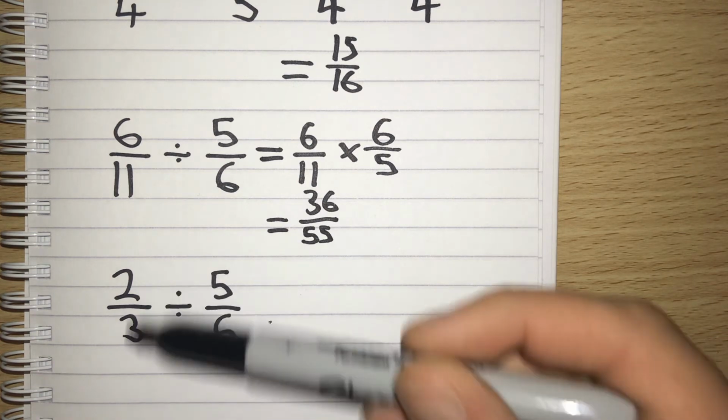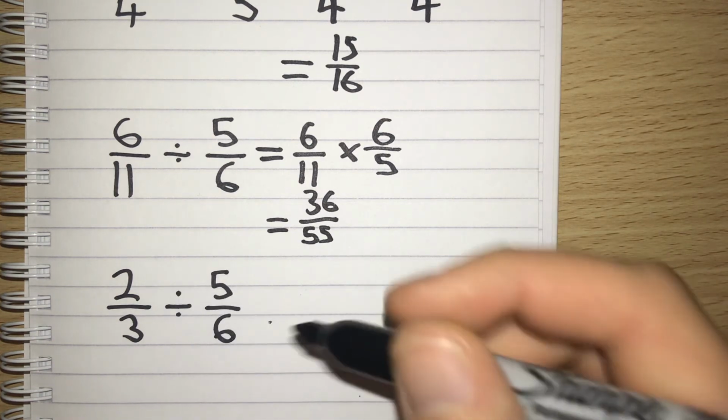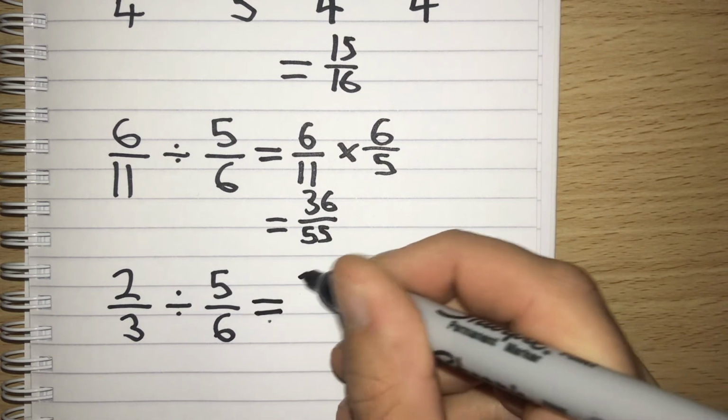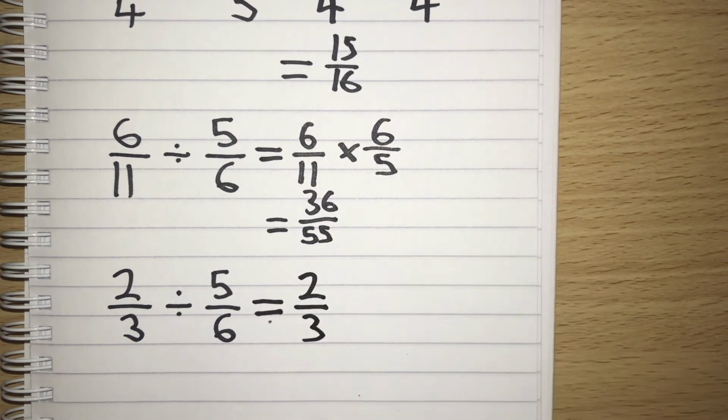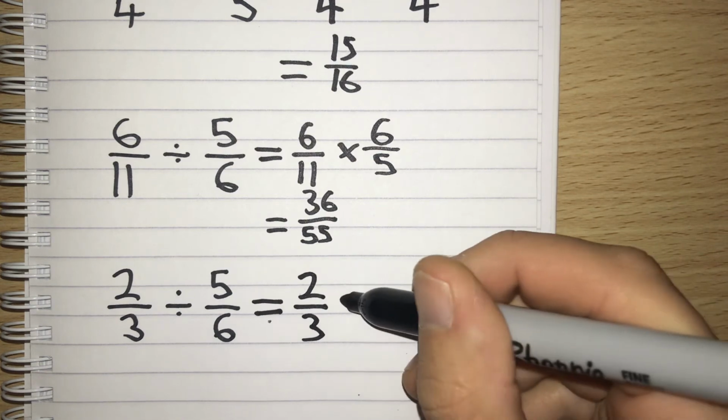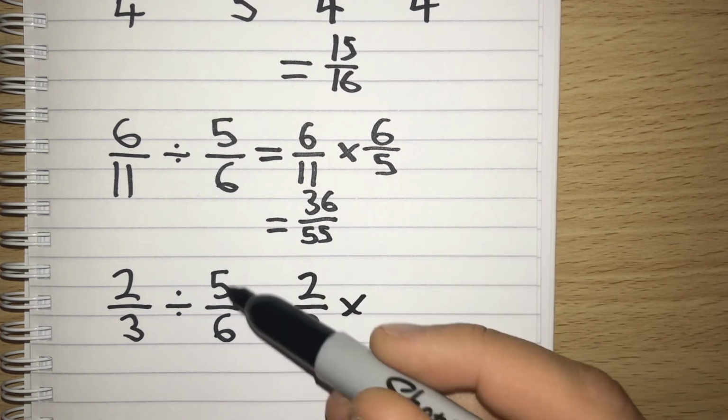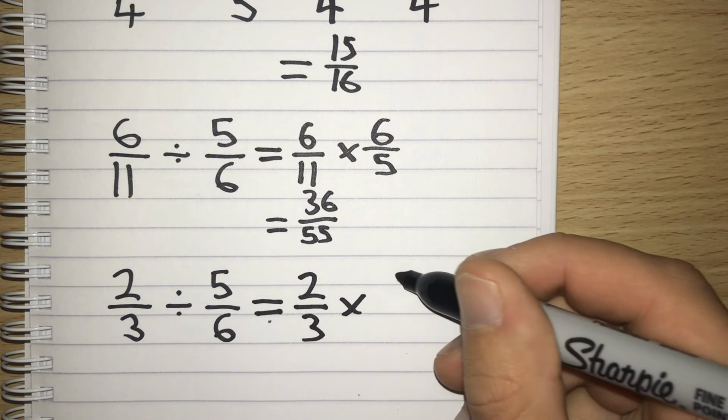Okay, so this one here, 2/3 divided by 5/6. Again, we keep our first fraction the same. We keep it as 2/3. We change this divide into a multiply. And we turn this 5/6 into 6/5. We flip it over.